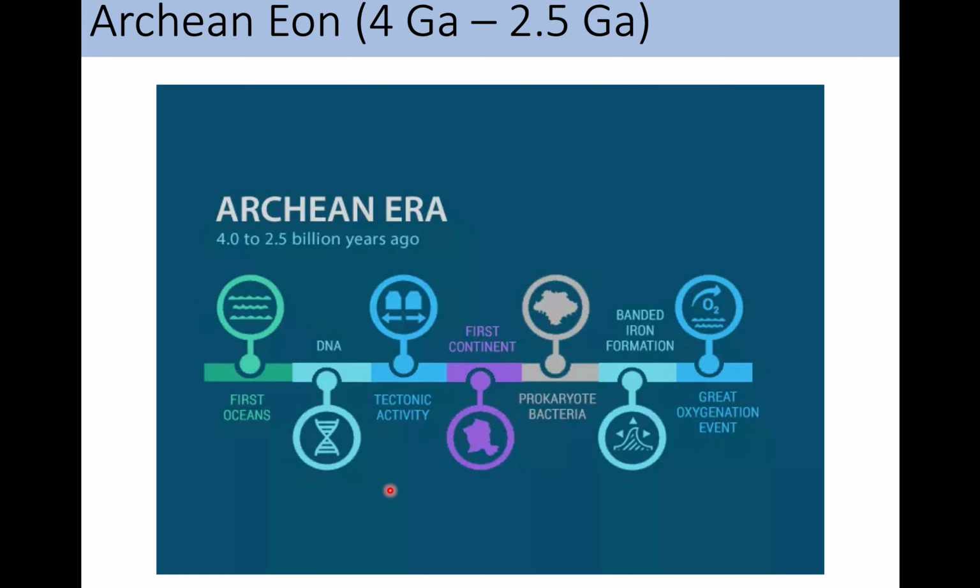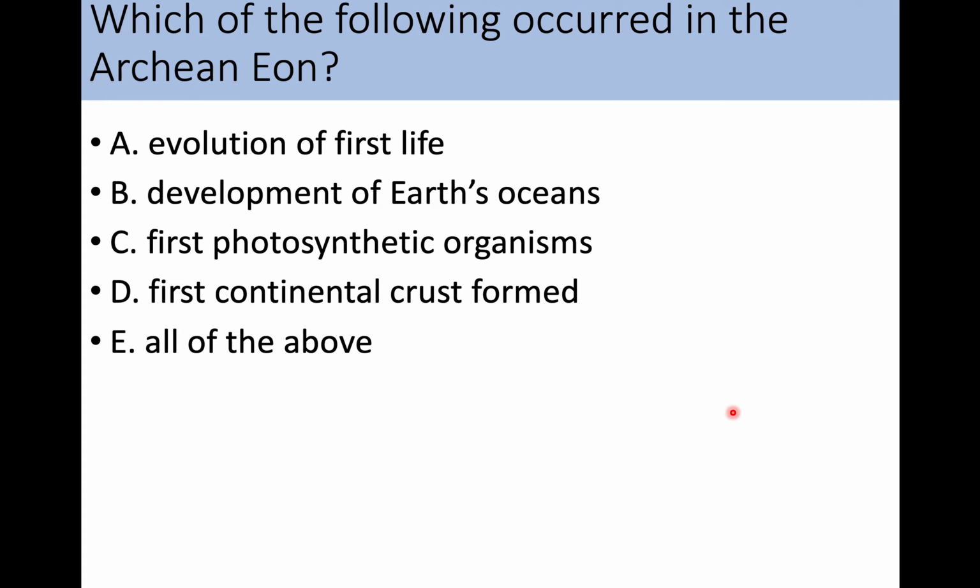So in this era, we have our first oceans, we have plenty of tectonic activity, and our continents, well, not our current continents, but our very first continents were formed. And we also had bacteria forming. That's our first life in our oceans. So at this point, you should be able to see that the answer to this is all of the above. So all of these things happened in this eon.